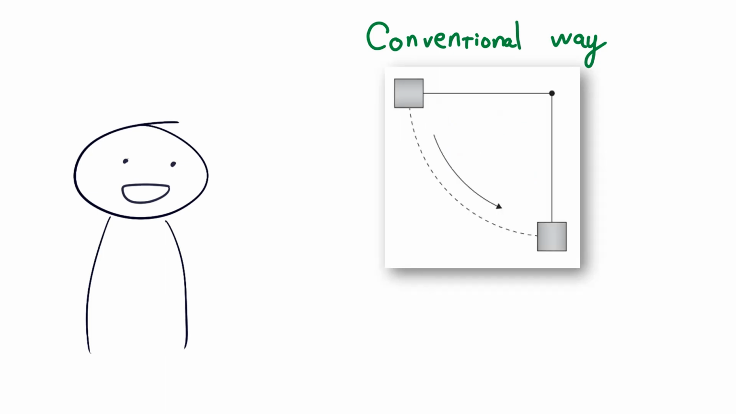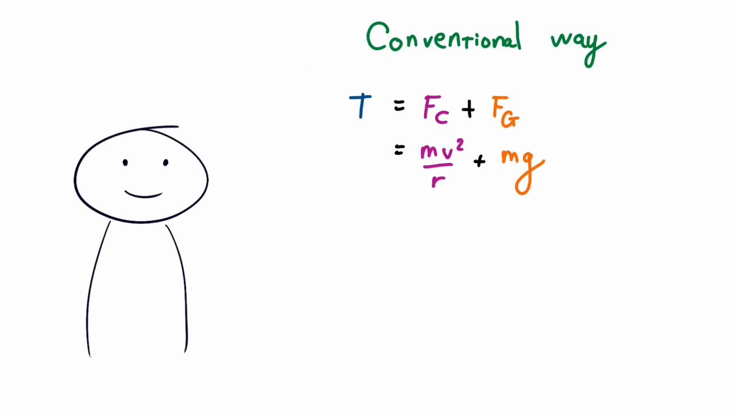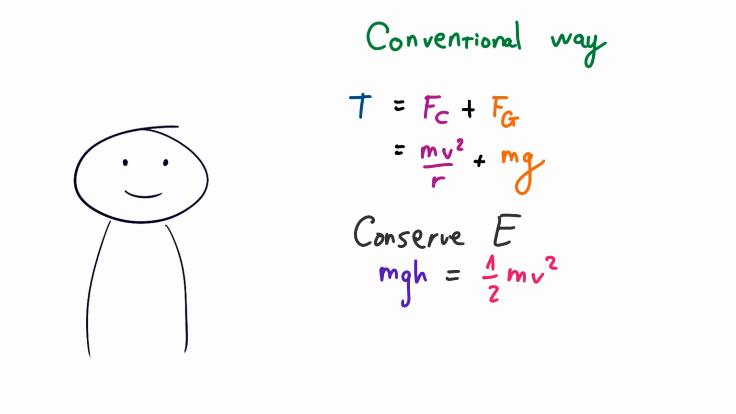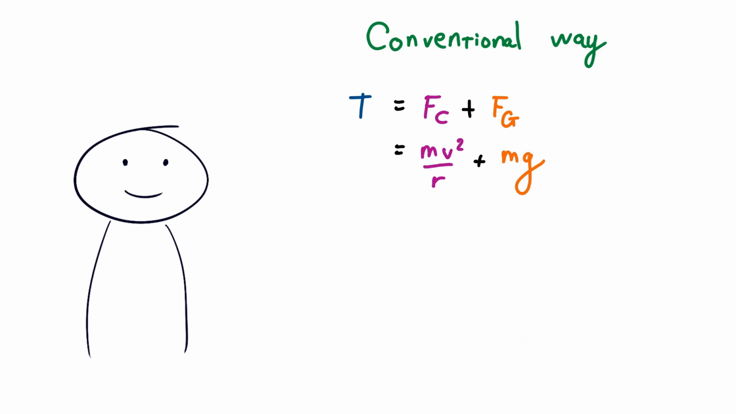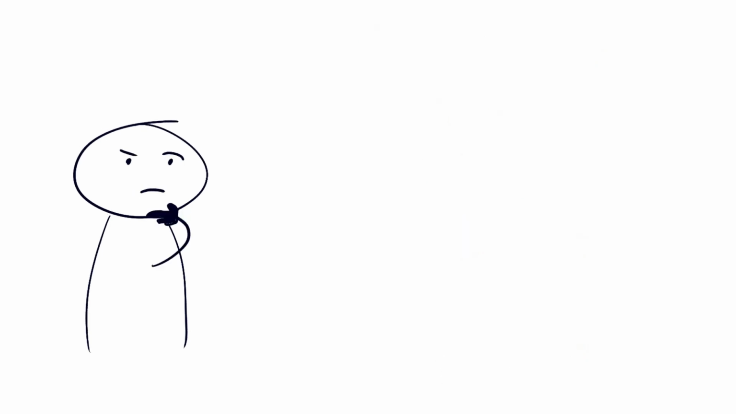Now, we need to do a bit of manipulation here. Note that during the fall, all gravitational potential energy is transferred to kinetic energy as the block goes from its highest state at a standstill to its lowest state. We can then apply conservation of energy, which is mgh equals 1/2 mv squared, therefore mv squared equals 2 mgh. So plugging this into the initial equation, we get T equals 2 mgh over r plus mg. But note that h and r are exactly the same. Therefore, we have T equals 2 mg plus mg, which is 3 mg. Ta-da! Okay, but what about the reverse engineering way?